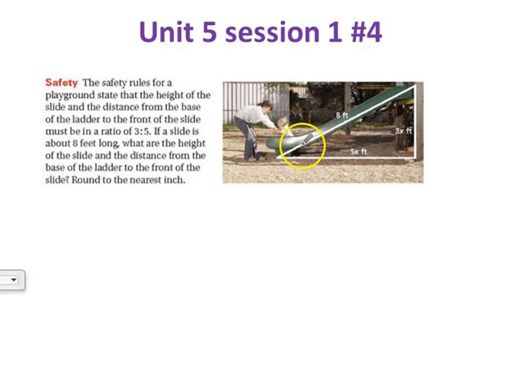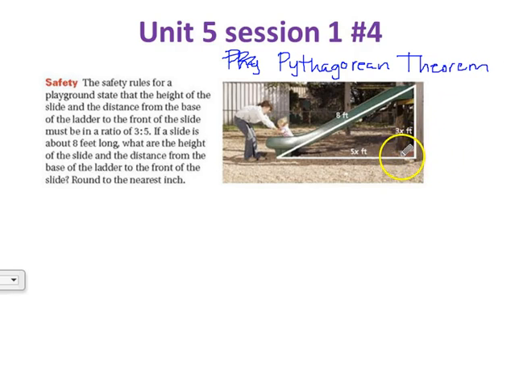All right, so Unit 5, Session 1. I'm pulling a problem straight from your homework assignment, problem number 4, from Unit 5, Session 1. Unit 5, Session 1 focused on the Pythagorean theorem. And we can only use the Pythagorean theorem with right triangles. So remember, you can only use the Pythagorean theorem with right triangles.